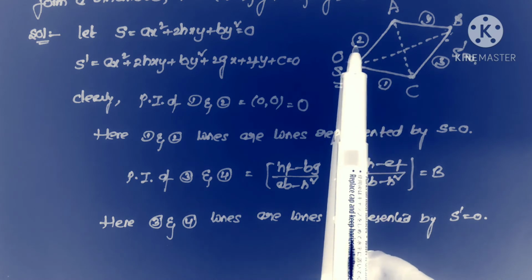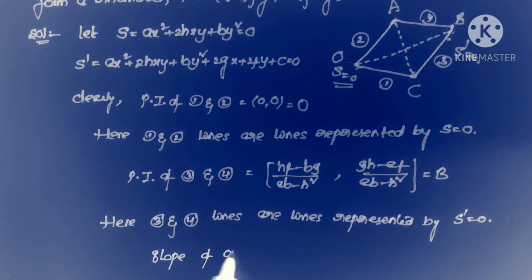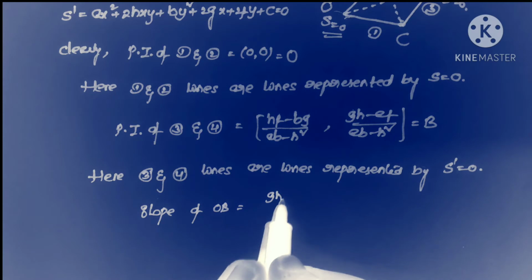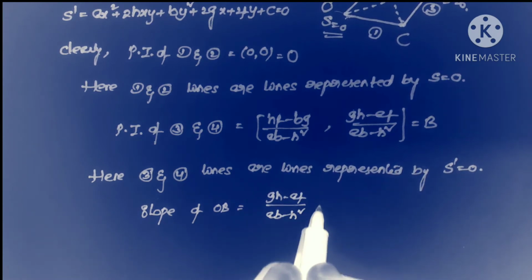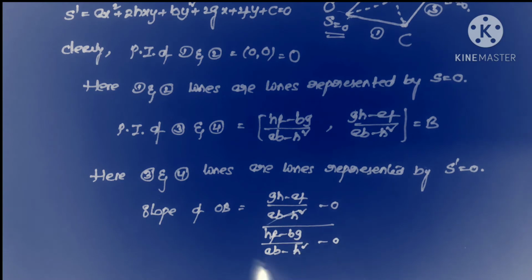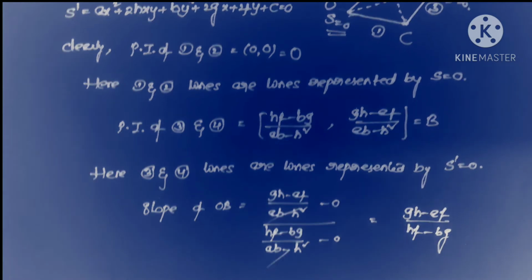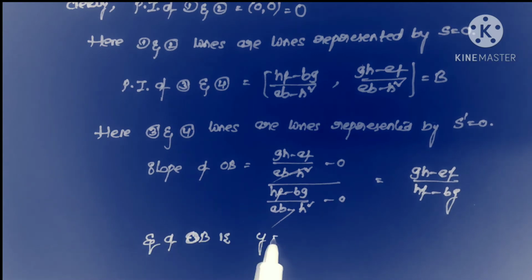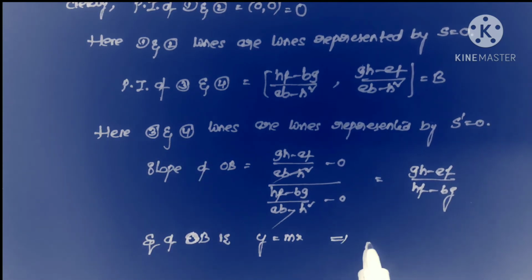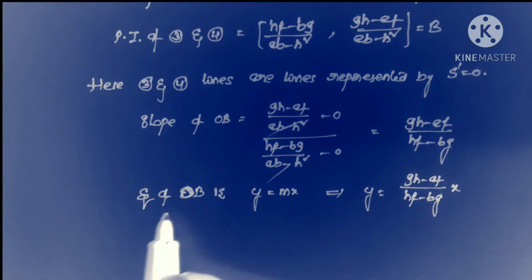Now we have the points O and B, so we can directly find the equation. First I take the slope of OB. The slope is (y2 − y1)/(x2 − x1), which is ((gh − af)/(ab − h²) − 0)/((hf − bg)/(ab − h²) − 0). Cancelling the denominators, the slope of OB is (gh − af)/(hf − bg). Since OB passes through the origin, the equation is y = mx, that is y = ((gh − af)/(hf − bg))x. This is the first diagonal equation.